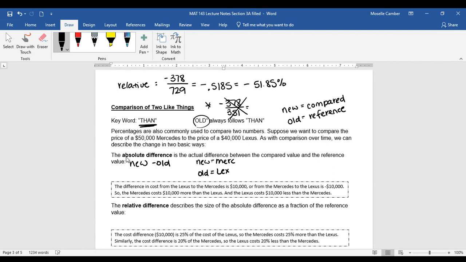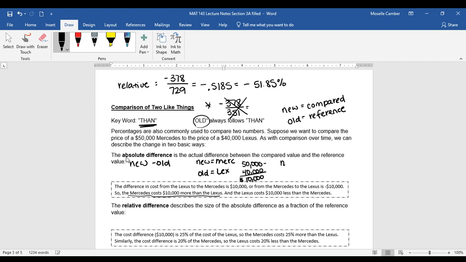Okay. So to get the absolute difference, we're going to take the price of the new, which is 50,000, and subtract off the price of the Lexus, which is 40,000. We get an absolute difference of $10,000. So we say the Mercedes is $10,000 more than the Lexus, which is what we have here. Mercedes costs 10,000 more than the Lexus.